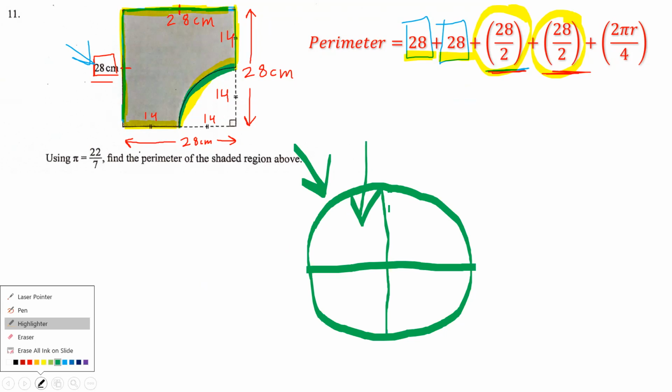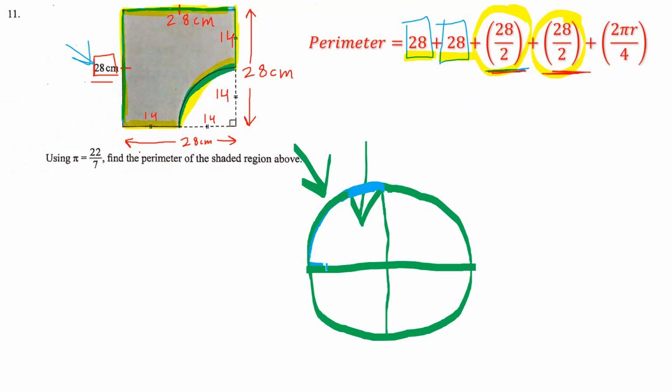But let's talk about this same part before we talk about the curved portion at length. This part right here is what we call a sector of the circle. So this right here is a sector, or a quarter of the circle. And we just want this curved part of the quarter of a circle.